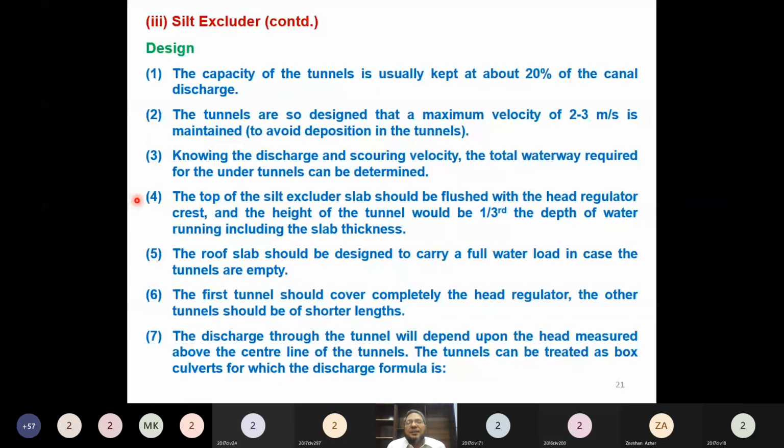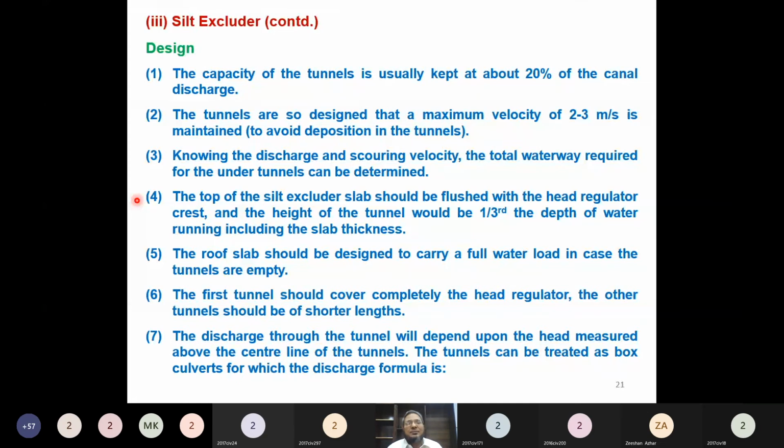Excuse me. So can you easily design how many tunnels are required for the silt excluder? Yes, you can easily design. You will first compute the discharging capacity of the silt excluder. It should be how much? It should be 20% of the canal discharge.